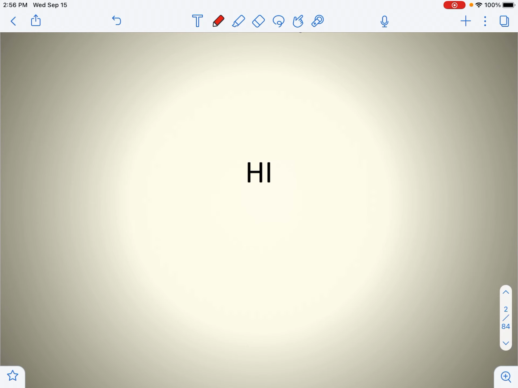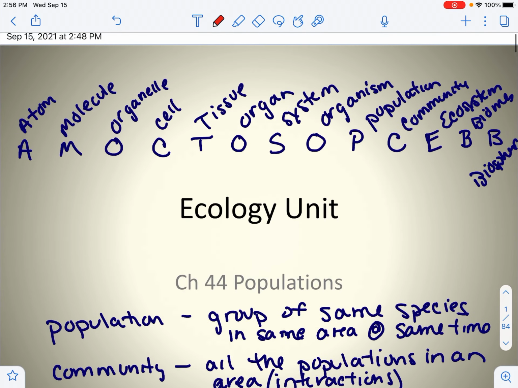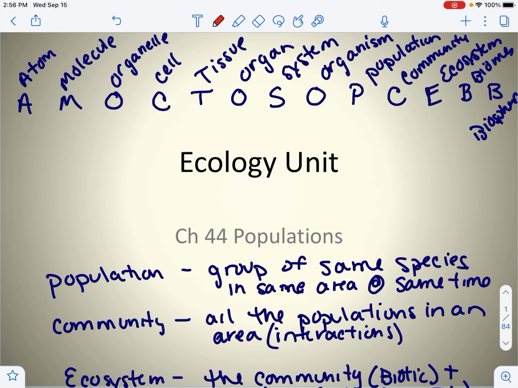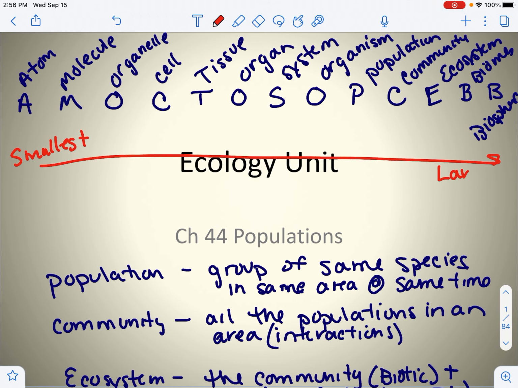Hi guys, I want to do a quick overview of some of the chapter 44 stuff on populations. But before I do that, I wanted to highlight this ecology unit and give an overview of basically biology or life. What you see here is a memory trick I used to use for how to study living things and how they're organized from the smallest to largest groupings.